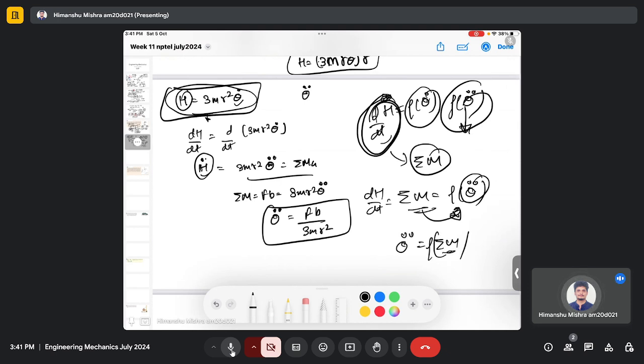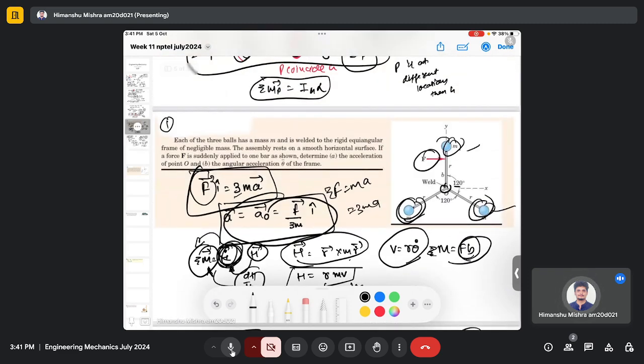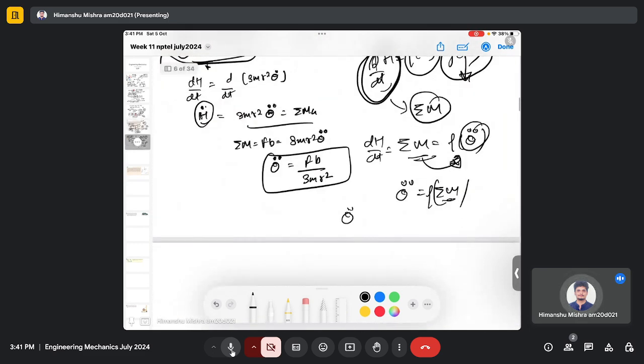And this summation of moments, since only one force is acting, the moment will be due to this one force, and the moment will be Fb, where F is this force and b is the perpendicular distance from point O. So this theta double dot will be given as a function of Fb, and this is what we got in the expression. Theta double dot is defined as Fb divided by 3mr squared.